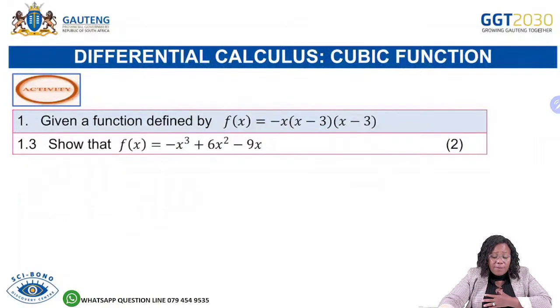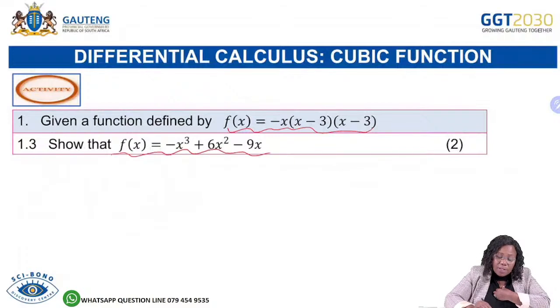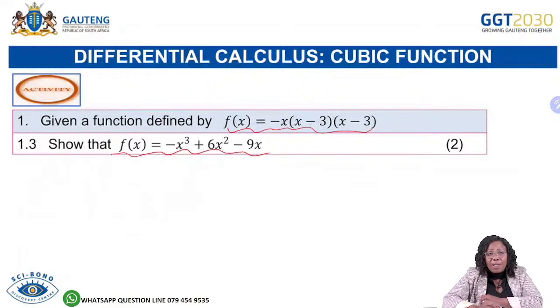And then you are given a function, we are still on f at x. They say show that this f at x can be written in this format. It's the same thing. What do they mean, grade 12? They only mean that multiply your brackets out. Okay, now let's do so.